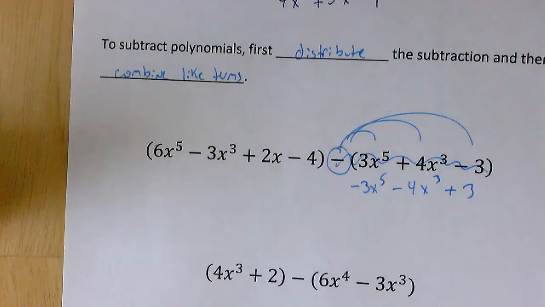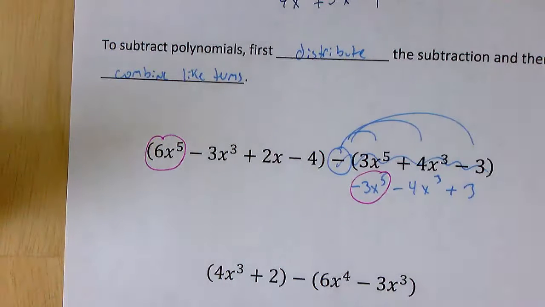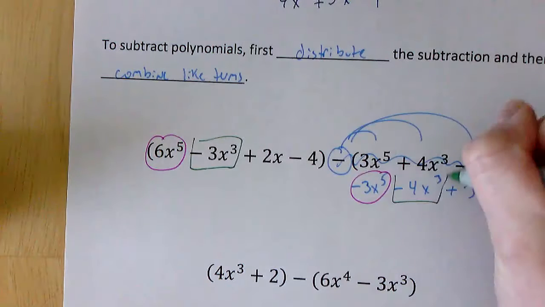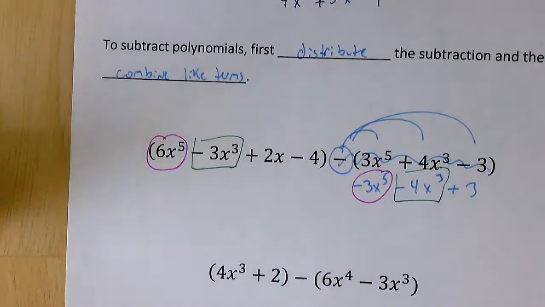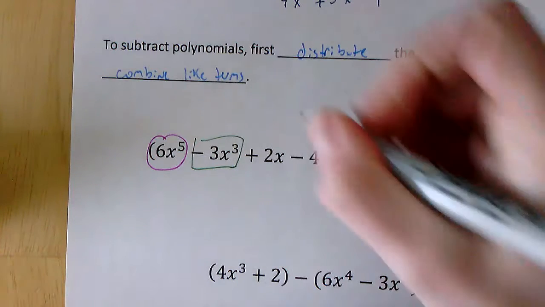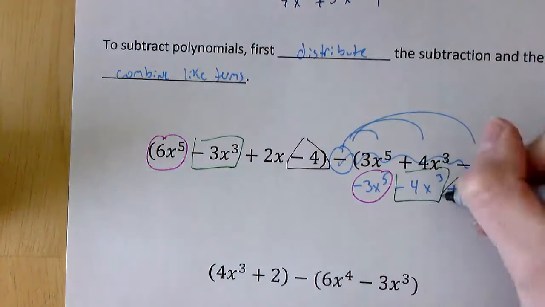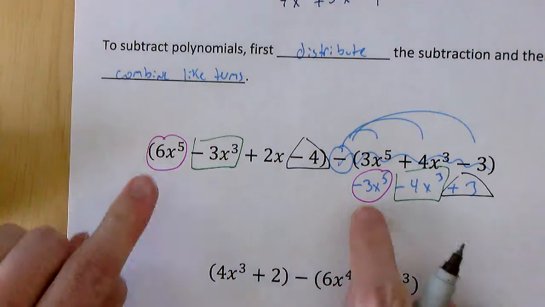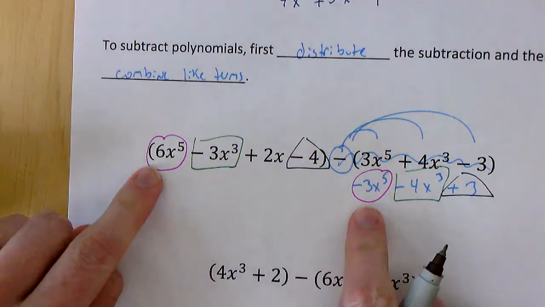And we're going to do exactly the same thing that we did on the last one. So I've got this guy as a like term with this guy. I've got, let's see, sorry, I got to find the right color marker. I've got this guy as a like term with this guy. And then I've got this one as a like term with this one. All right, and then from there, I can just combine my like terms. So biggest exponent first, Watson.